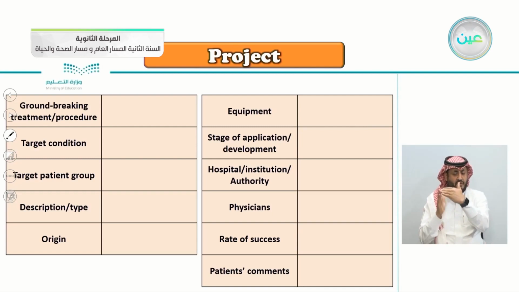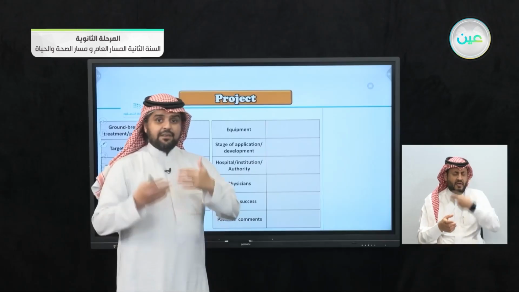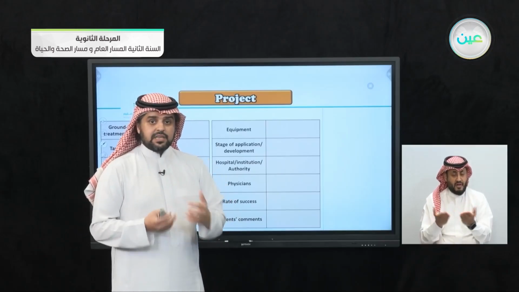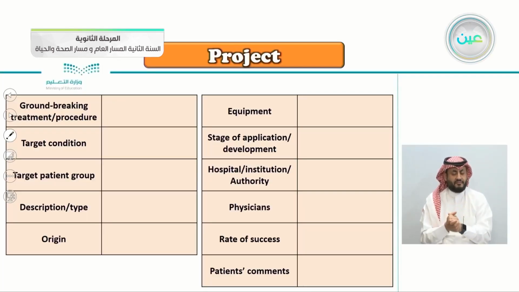Stage of application or development here. Hospital, institution, or authority: who is responsible for this treatment? Is it a hospital or an authority or maybe someone else? Physicians, the doctors or the scientists behind this treatment. Rate of success: the rate of success is 100%, 50%, 80%, and so on. The patients' comments: what did the patients say after they received this treatment? The comments of the patients.